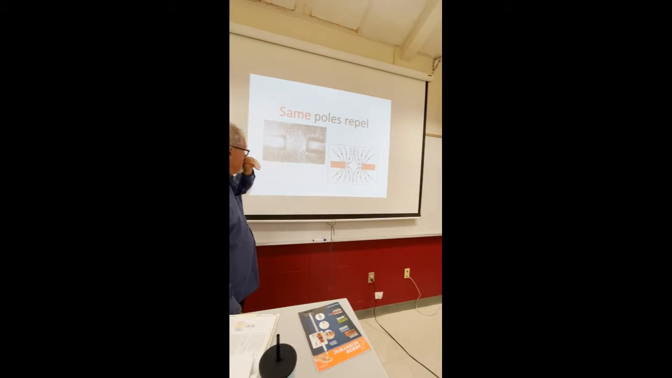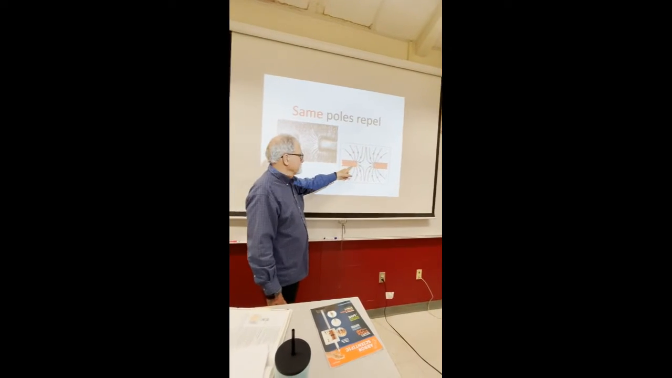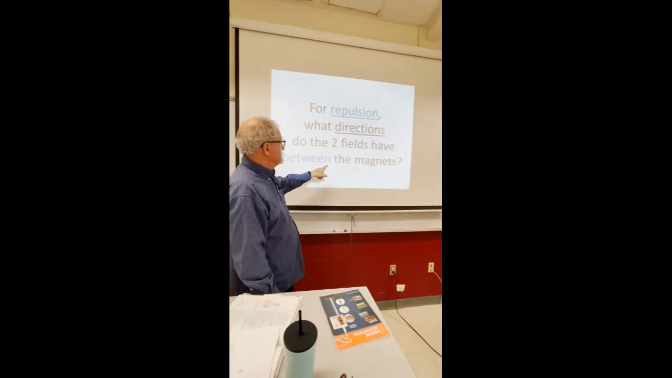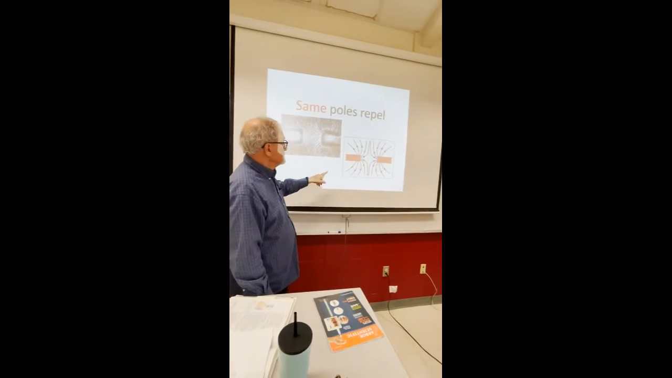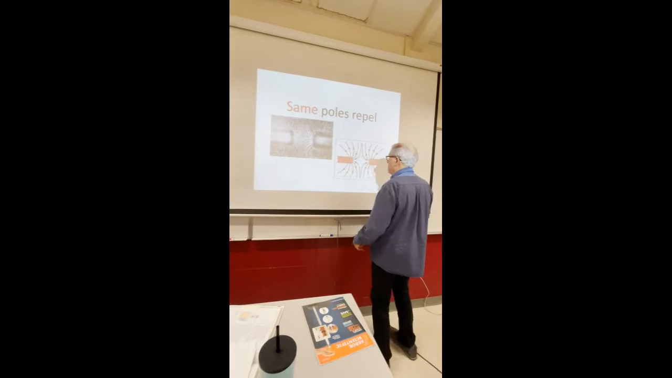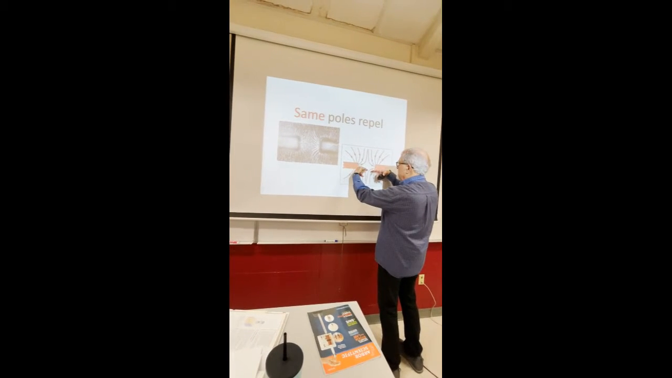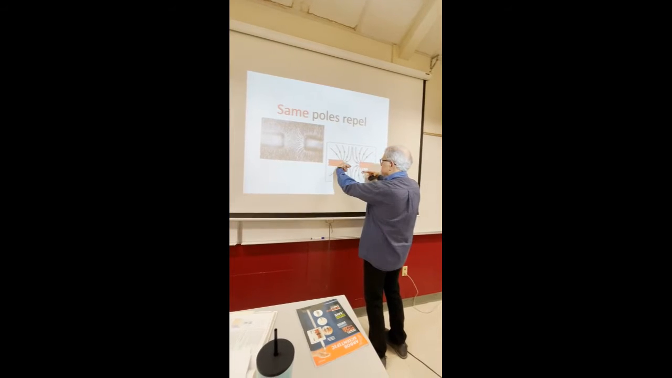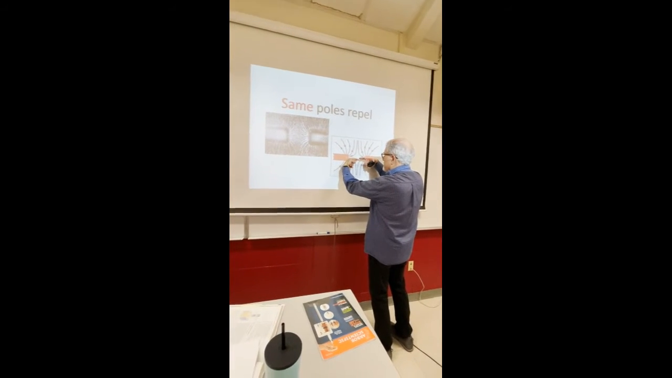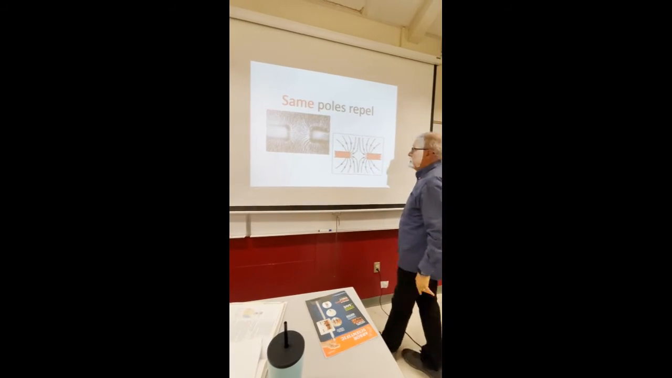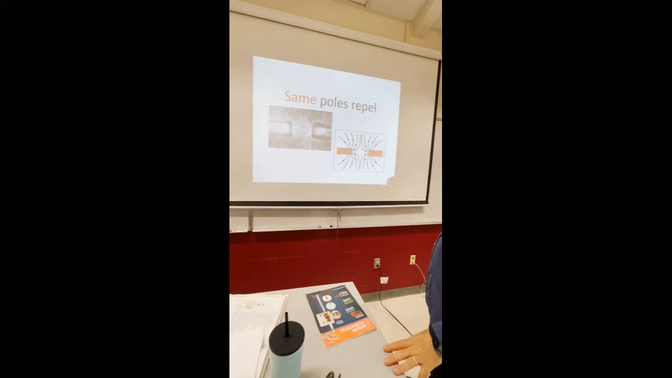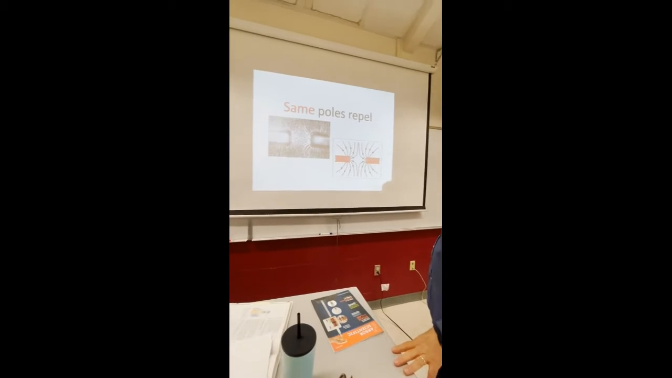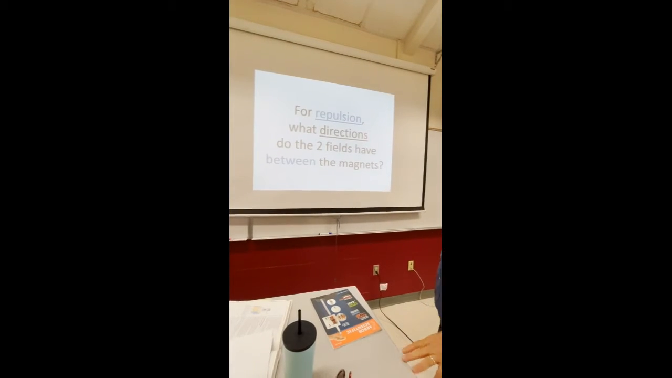Okay, same poles repel. Completely different picture here. Here we have two norths, and the question is, what direction do the two fields have between the magnets for repulsion? They're in the opposite direction. This one's going this way, this one's going this way. They're in the opposite direction, they repel. That's a very important thing. If the fields are in the same direction, attraction; opposite direction, repulsion.